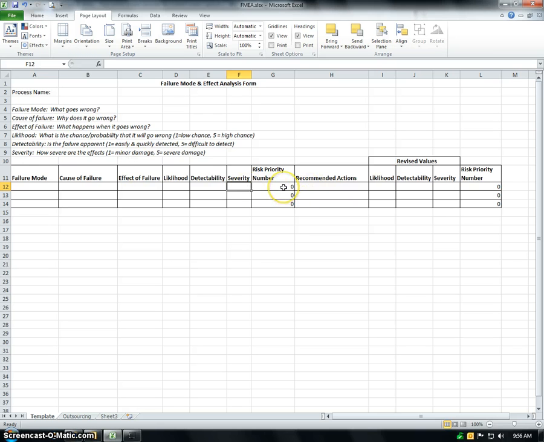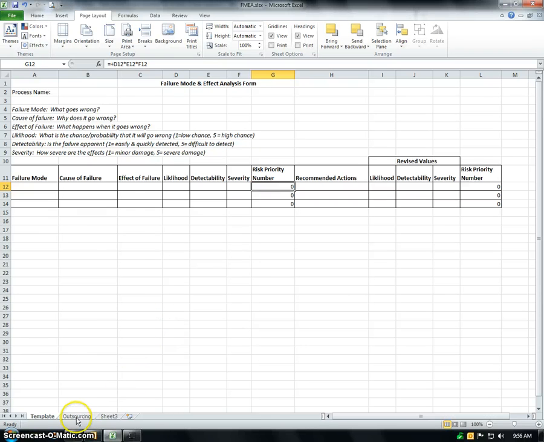Then we're going to give it a risk priority number. The risk priority number, you can see we have a formula inserted here, is just the likelihood times the detectability times the severity multiplied together. And that's going to give us an RPN, or a risk priority number.